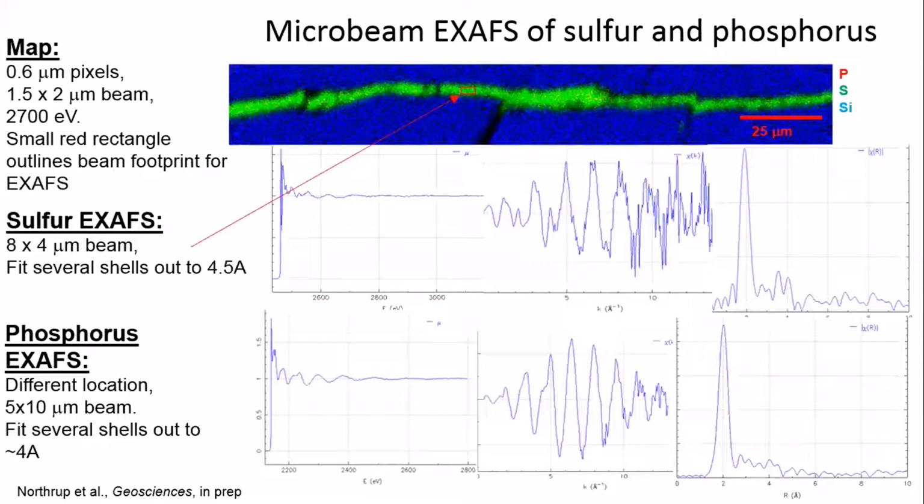As a second example from the same sample, but a different location, we also measured microbeam phosphorus XAS. And that was using a 5 by 10 micron beam. Again, the results are very good. You see very nice XAS signal using the microbeam.